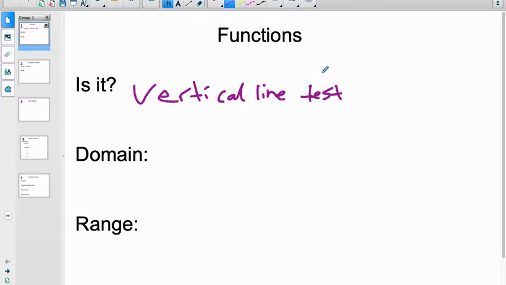In other words, that means algebraically for every x, there is only one y. So for every x, there is only one y. The function will pass the vertical line test. The domain is your x values, anywhere where the graph is defined for x, and the range is your y values.